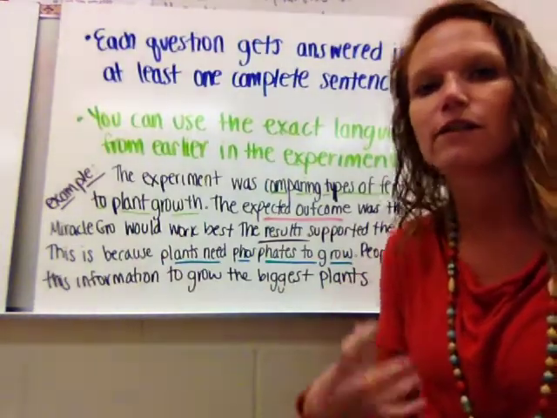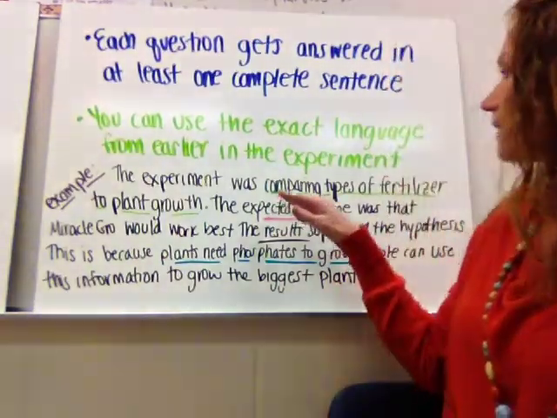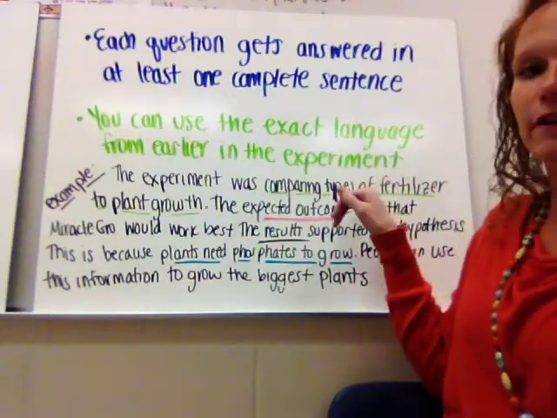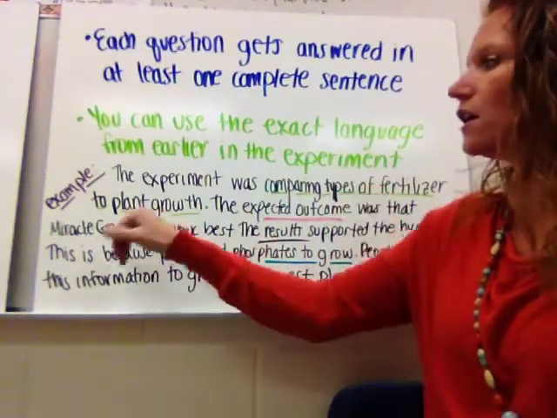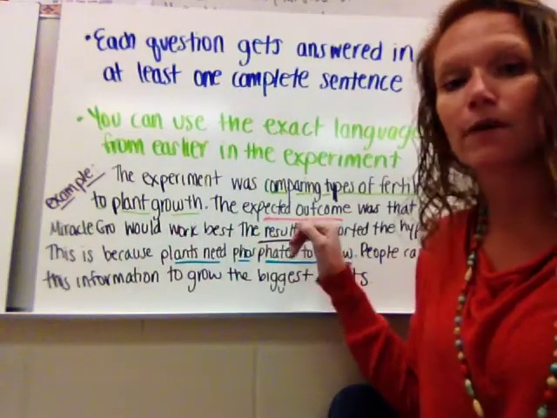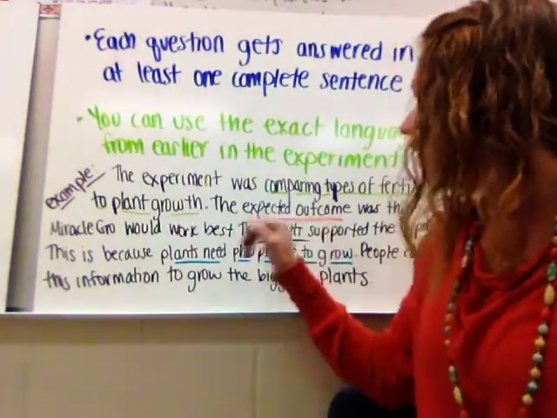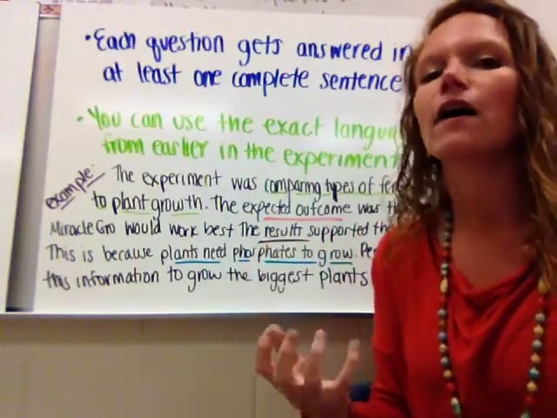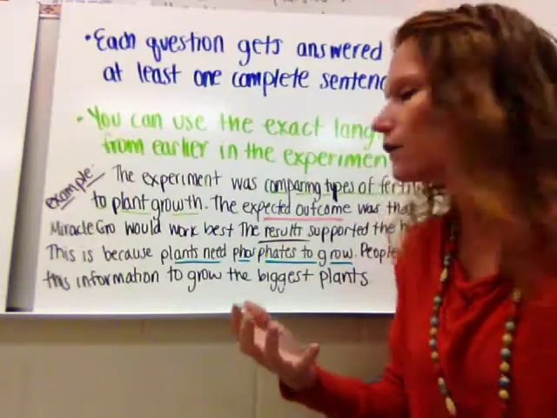If you think back to the different parts of the experiment, comparing types of fertilizer to plant growth, that is your types of fertilizer, independent variable, what you changed, to plant growth, dependent variable, what you measured. The expected outcome is your hypothesis: what did you think would happen? The results are based on the numbers and the qualitative and quantitative data that you've collected.